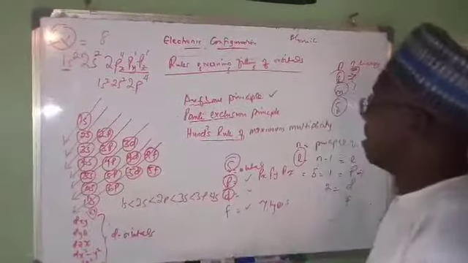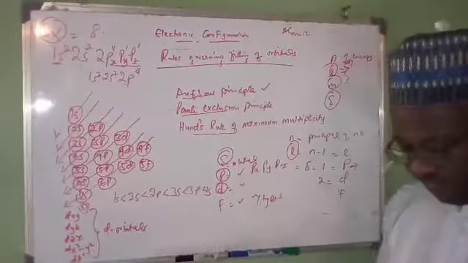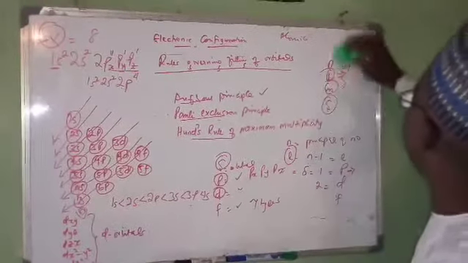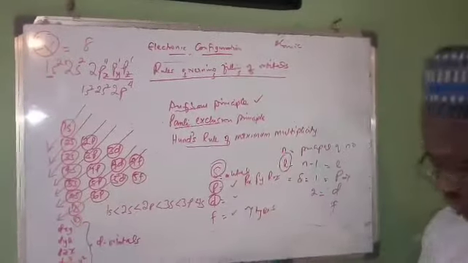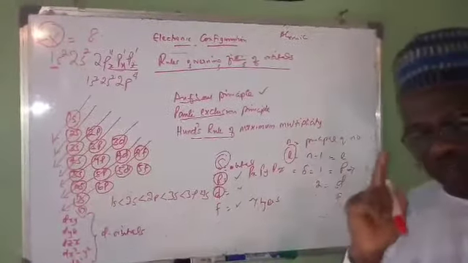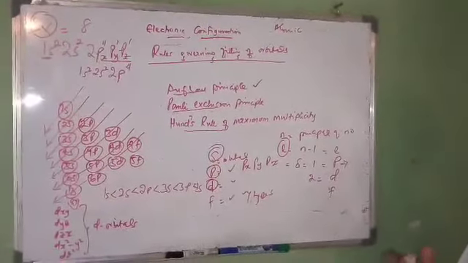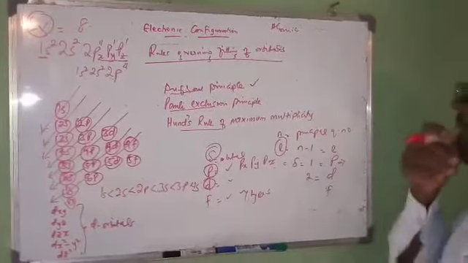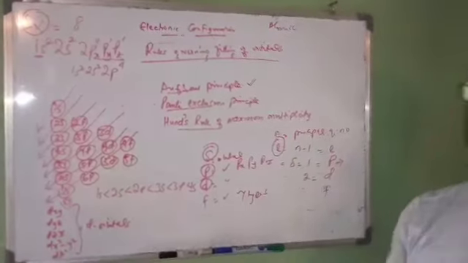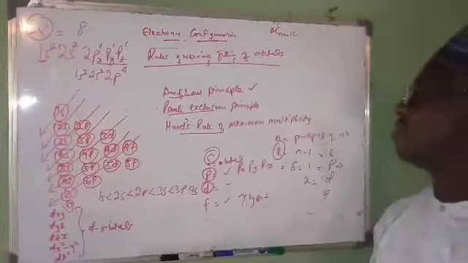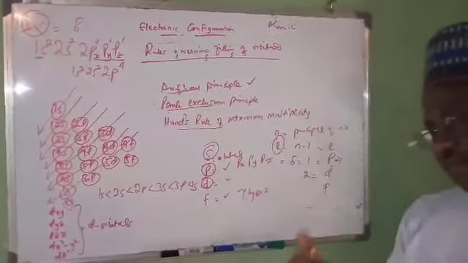What is Pauli saying? Pauli is saying that no 2 electrons can have the same 4 quantum numbers alike. That is, at least one of the quantum numbers must be different in the electrons we are considering. At the same time, he said no orbital can accommodate more than 2 electrons. So if you are filling into the orbitals, you have to fill in the moment.